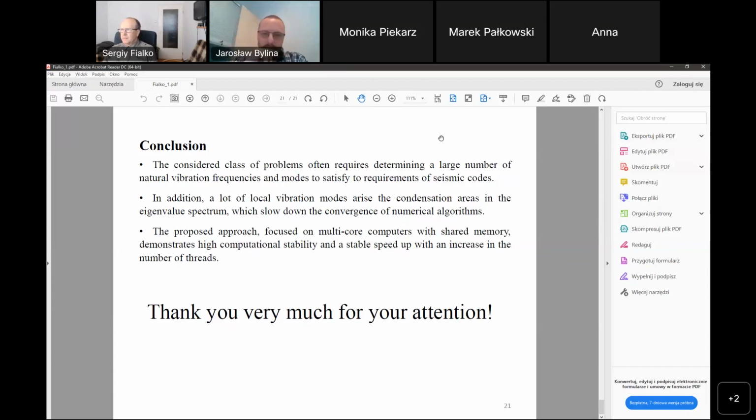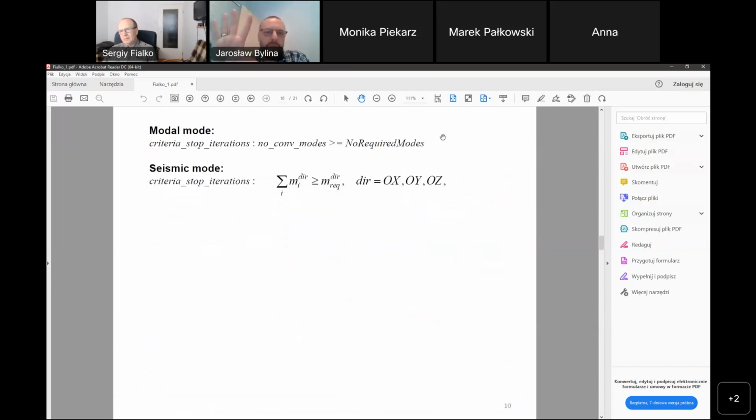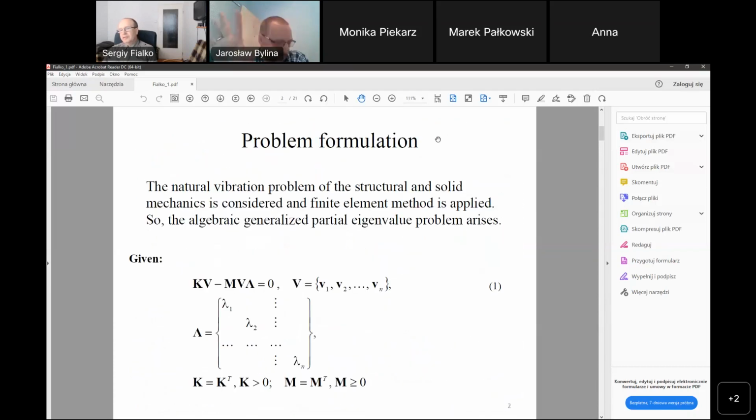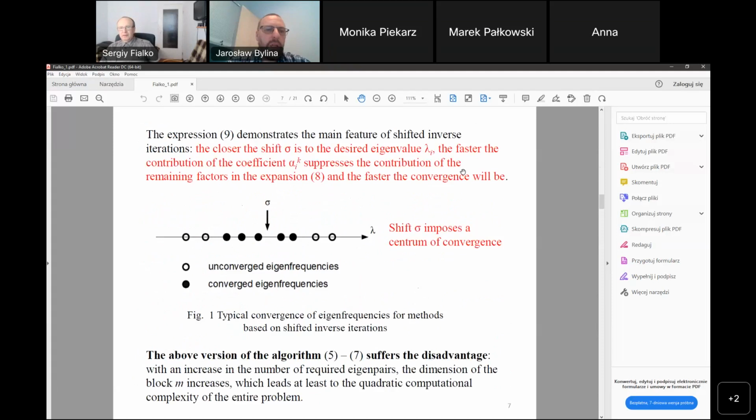I have some little questions. First, the main matrix is sparse. Yes, of course, it is a finite element method. Okay, it was only for clarification. You used a processor with 12 cores, yes? In this example, yes.